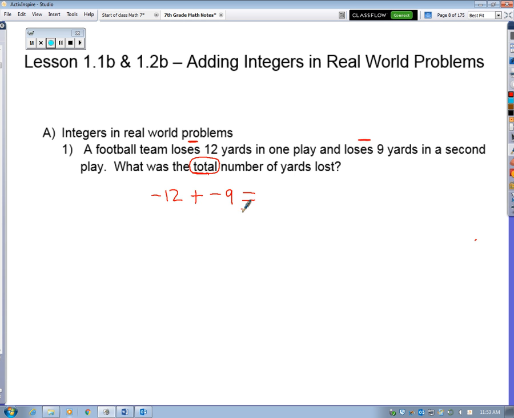Here's our problem. We're just going to use the same rules that we used in the last lesson. Both of these numbers have the same sign. When they have the same sign, we add like normal. So we're going to do that, add like normal, that gives us 21. And our second step is we give the answer the same sign as the numbers. Both are negative. So let's make that answer negative, and then let's label it yards, because that's what we are working with. Okay, so after the two plays, this team had a loss of 21 yards. Alright, there's our first problem. Let's take a look at our second.